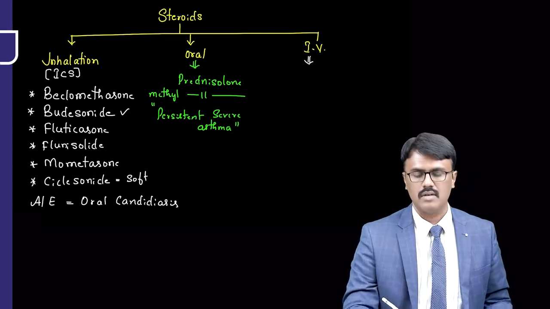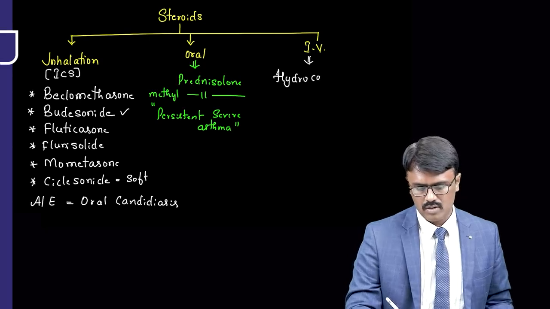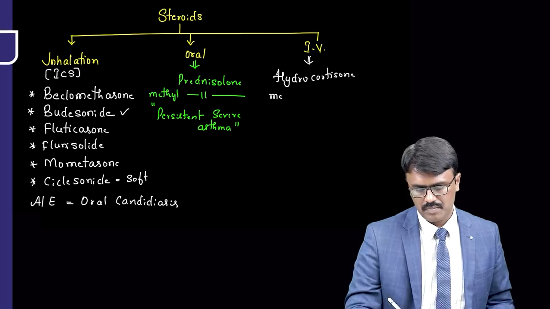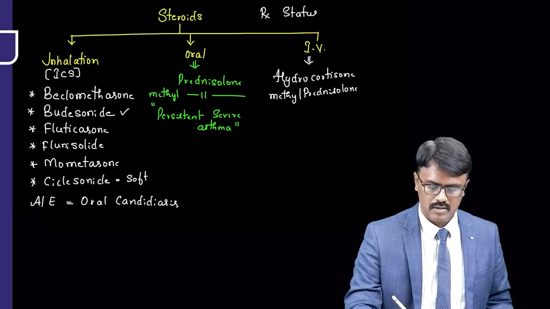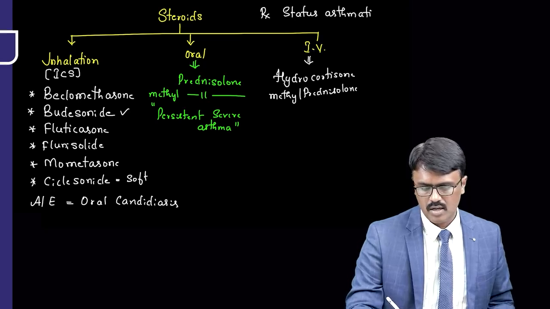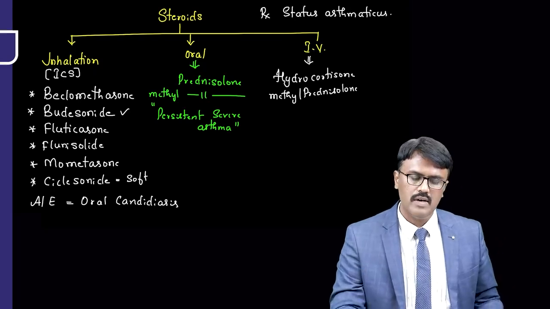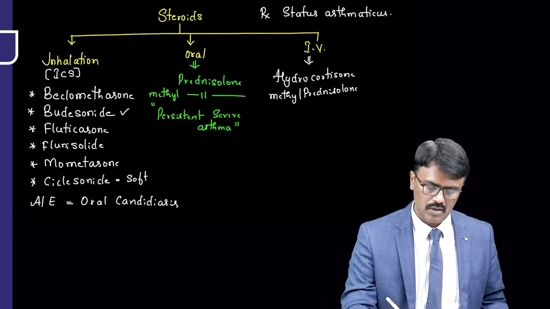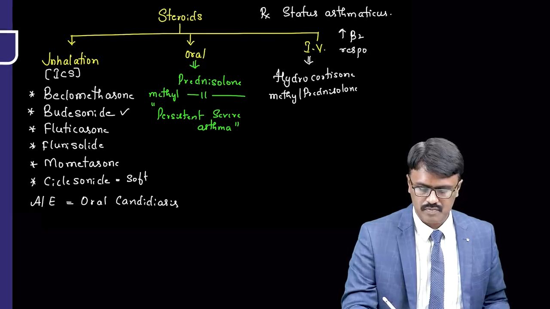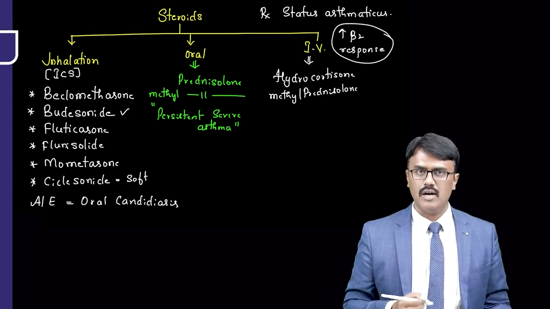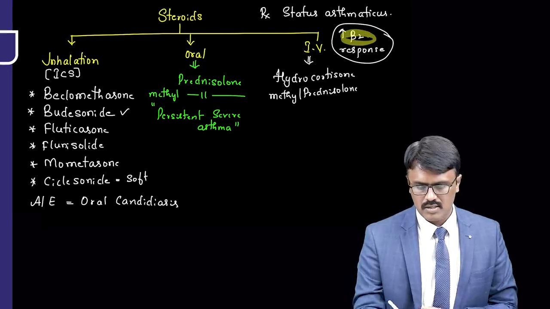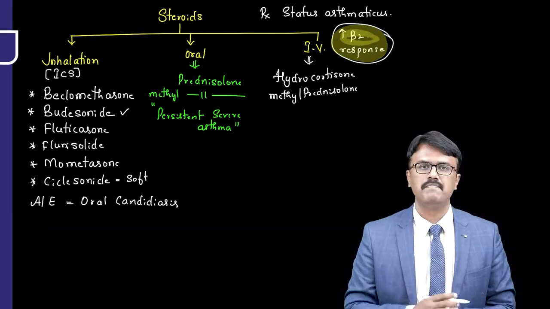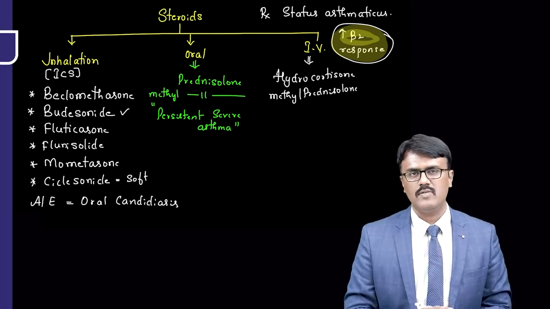Now the IV drugs which can be used are hydrocortisone and methylprednisolone. Remember, these IV drugs are used in the management of a condition called status asthmaticus, or acute attack of asthma. Now what is the advantage? They are not bronchodilators, then why are we using them? Steroids are known to increase the beta 2 response. So what is the problem in an attack of asthma? The beta 2 receptors are not working properly. If they work properly, the bronchus will dilate. So the beta 2 response is increased by these corticosteroids, and that's the reason why we add them in these patients. So these are the steroids: inhalation, oral as well as IV steroids.